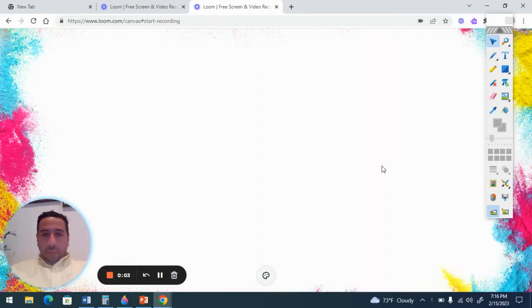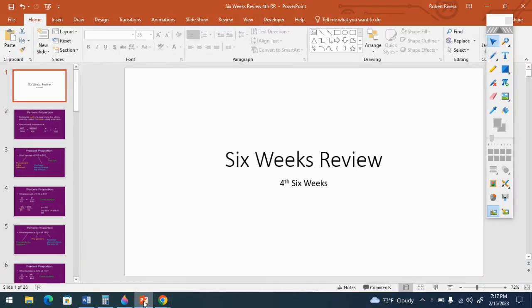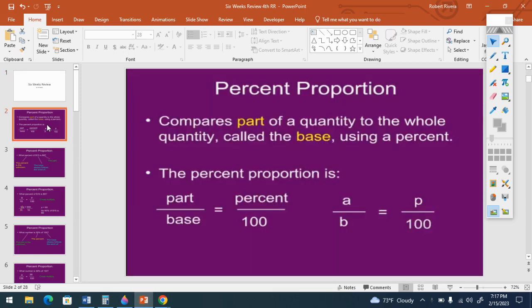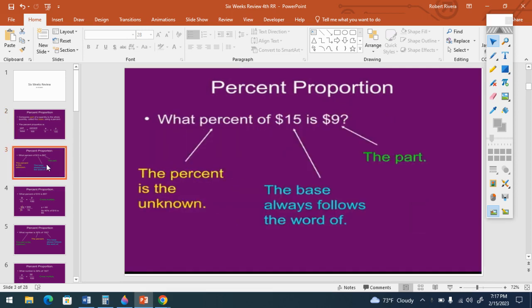Okay, for today's lesson, I'm gonna start reviewing for the 6 weeks test, your CPA. Before I start that, I'm gonna show you some of the stuff that some of you were having trouble with. The main thing about percents, when you set up a proportion in percents, is to make sure you understand that it's always gonna be part, base, percent, 100. What does that mean? It's real simple, guys.